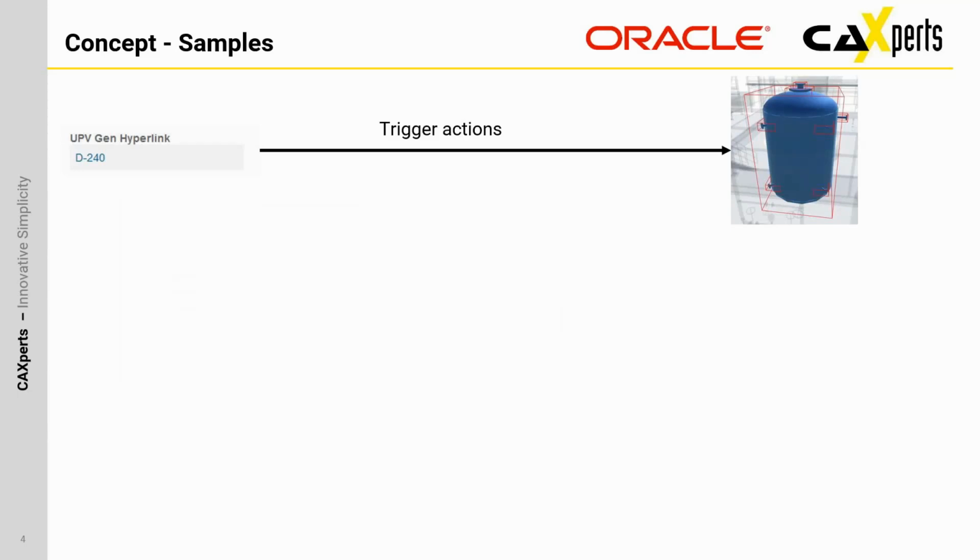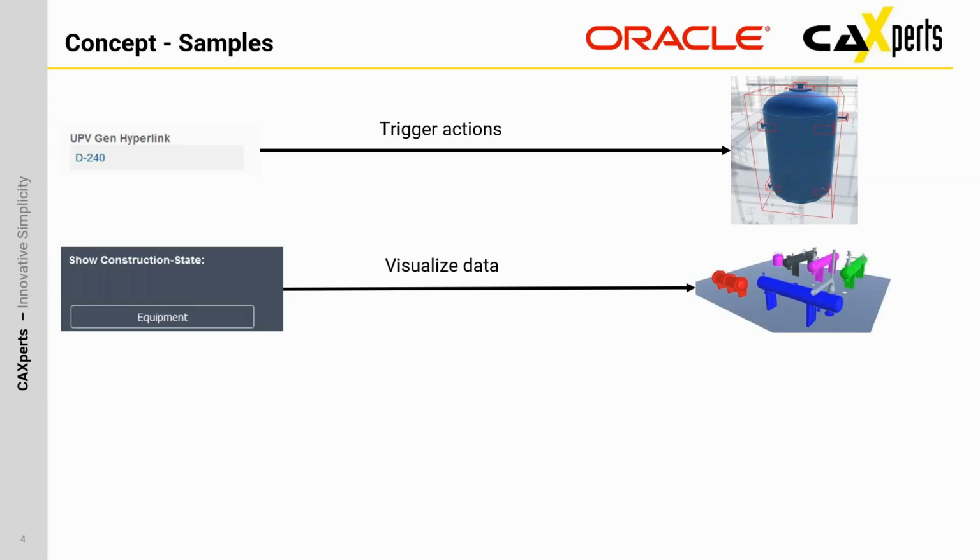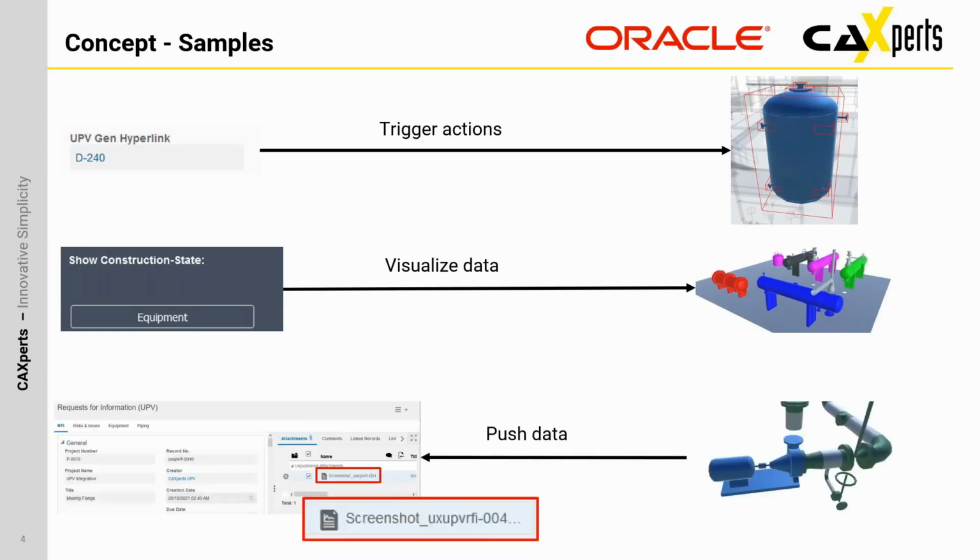Here, just a few samples. There are many more possibilities, but one action I will show you is you can just click a hyperlink inside Unifier, and it will directly bring you to that asset in the 3D model. What I already mentioned, you can grab data out of Unifier and visualize that data in color inside UniversalPlantViewer. And you can also use the other direction, so you can push data from UniversalPlantViewer to Oracle Unifier, for example, to generate a request for information.